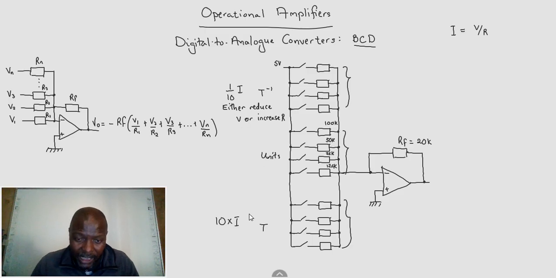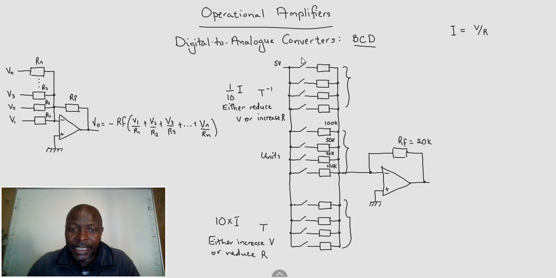Obviously, we do nothing here, but here also we either increase voltage or reduce resistance. So we're going to see how we get by a factor of 10. The factor doesn't change. The factor is 10.